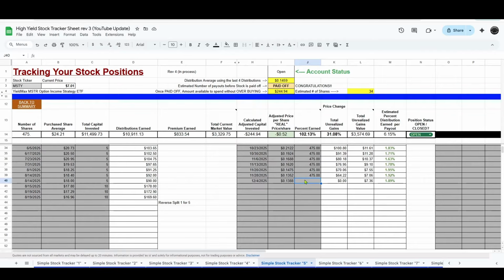So my real price per share, since it is paid off, it shows as a minus 0.52, meaning that's how much I'm in the good.